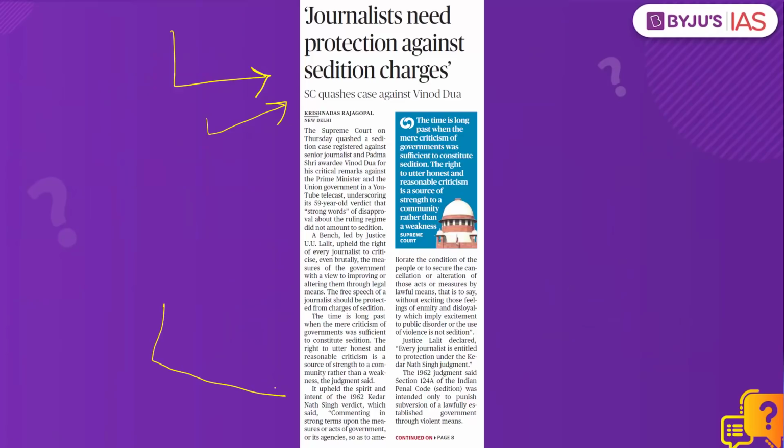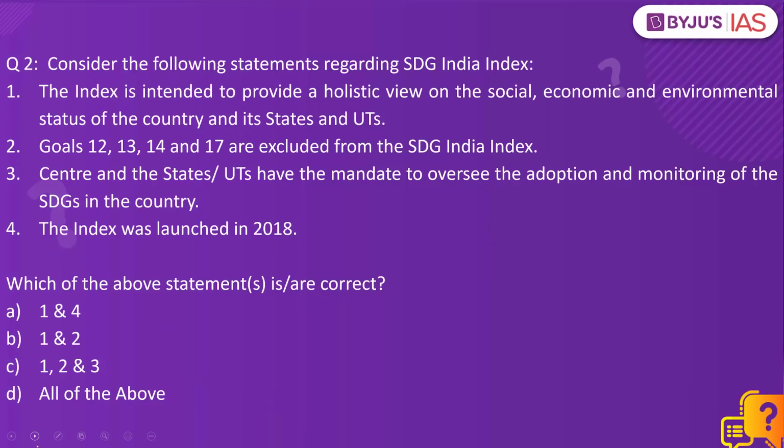In fact, in the landmark 1962 Kedarnath Singh judgment, the Supreme Court said you can even promote disaffection against the government established by law, but don't incite people to violence. Incitement to violence can be sedition. Otherwise, you have the freedom of speech and expression even to criticize the government of the day. Now let's look at question number 2.